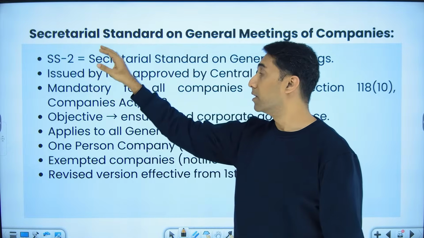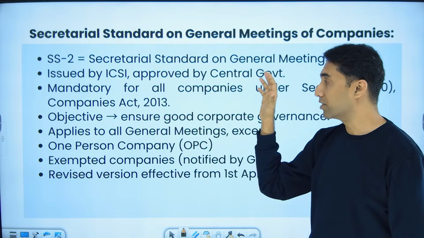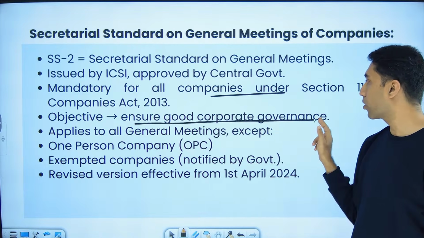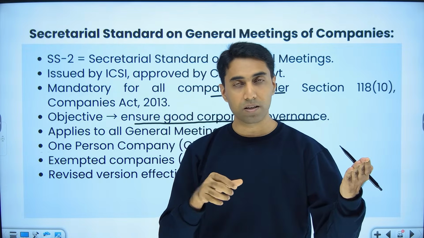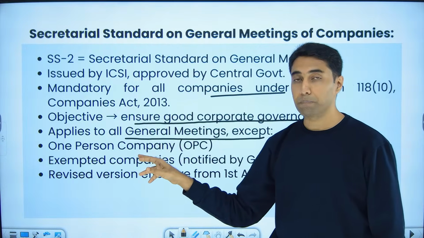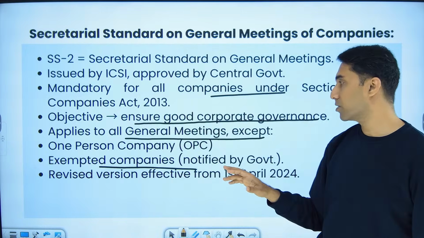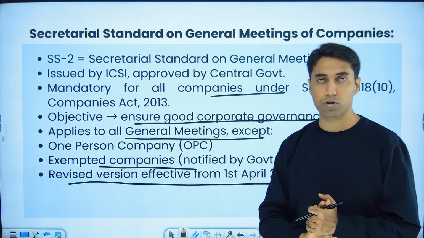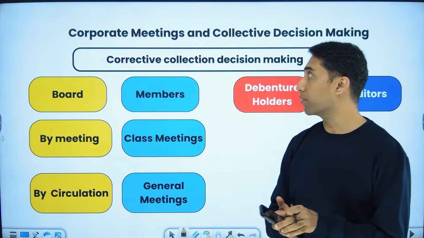So let's take an example. Secretarial Standard number 2 is on general meetings. It is issued by ICSI. All companies should follow this. It is very simple: ensure good corporate governance and make sure the company is following the Companies Act 2013 and the secretarial standards. This applies to all general meetings except for a one-person company. If you're a one-person company, you don't have to follow secretarial standards. Exempted companies don't have to follow. The new secretarial standards are effective from 1st April 2024. You should definitely write this in the exam. It's extremely important for you.